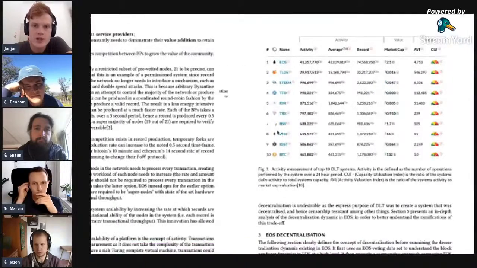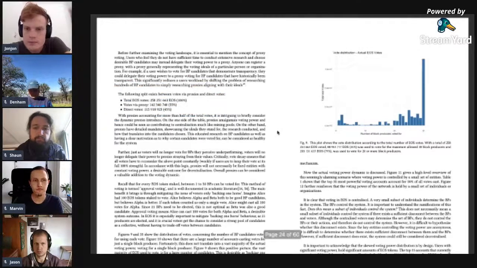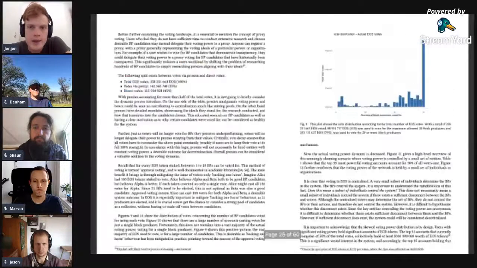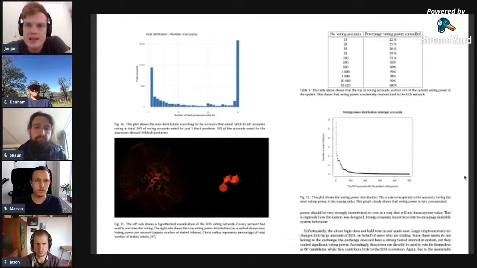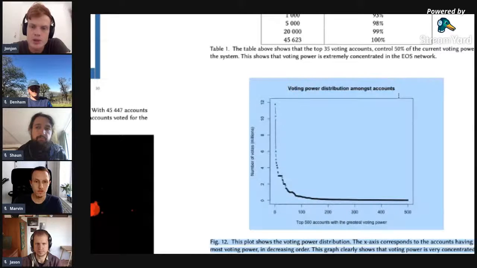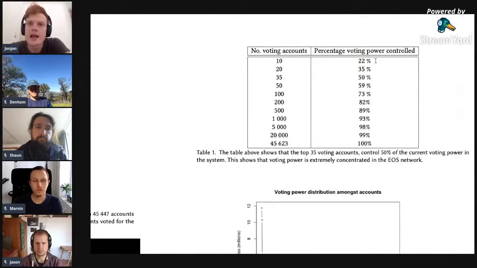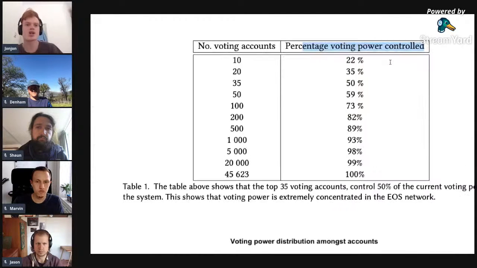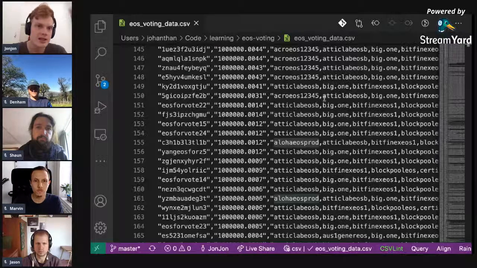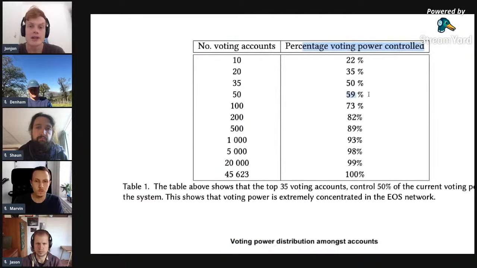So my whole idea was, let's use this data set to see how centralized it is. And first I did a bunch of statistics, which I'll show you. The main statistics that are interesting are these two graphs, and this is the voting power distribution amongst accounts. This is the number of voting accounts and the percentage of voting power controlled. You can see just the top 50 voting accounts. So these top 50 accounts over here have over like 60% of the entire voting power.